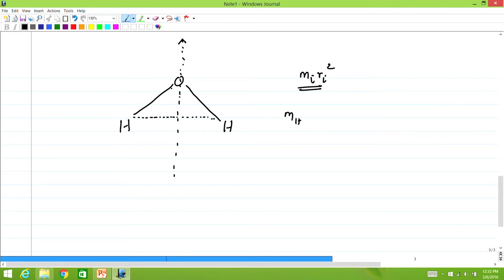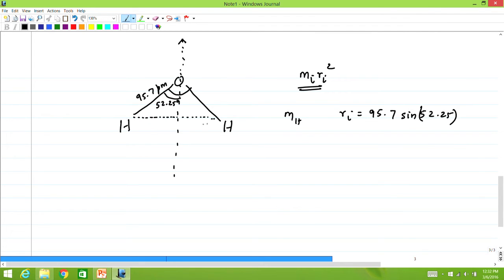and therefore you have a mass of hydrogen, and since this angle is given as 104.5 degrees, the half angle is 52.25 degrees and the bond length is given as 95.7 picometers. Therefore, it is easy for you to calculate this distance as r_i as 95.7 times sine 52.25. Okay, that is the r_i.